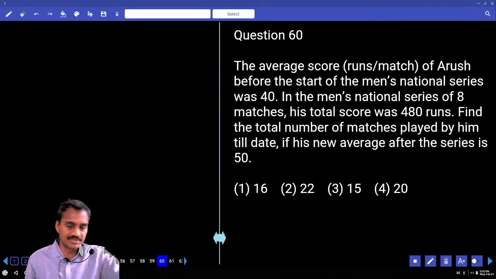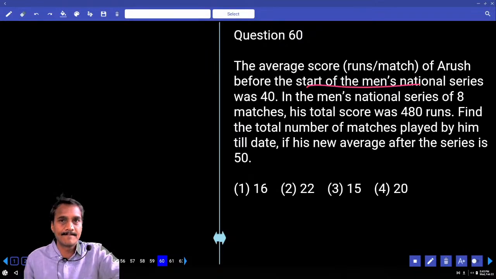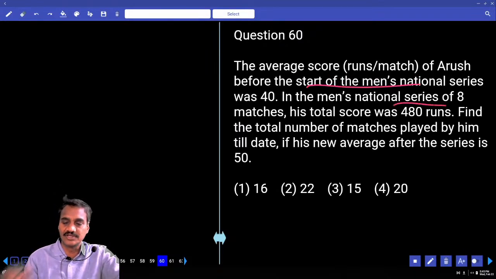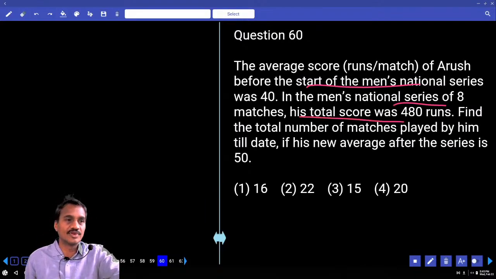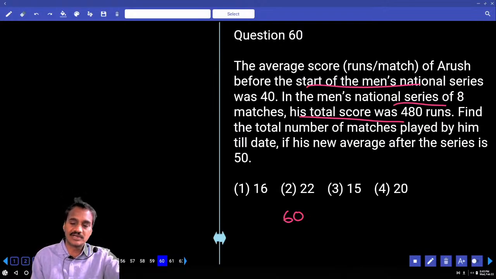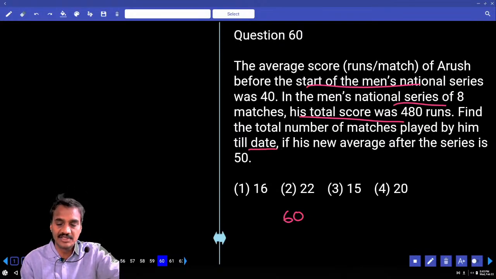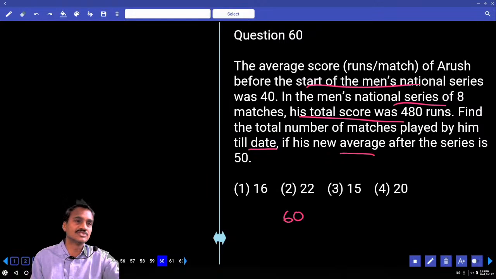Now in the 60th, the average score of Arsu before the start of the men's national series was 40. And in the men's national series, of 8 matches, his total score is 480. And what is the average here? On average he has scored 60, 480 divided by 8, 60. And find the total number of matches played by him till date, if his new average after the series is 50.